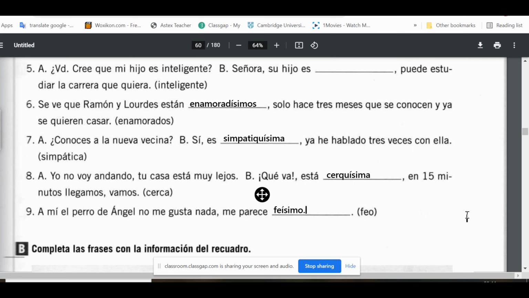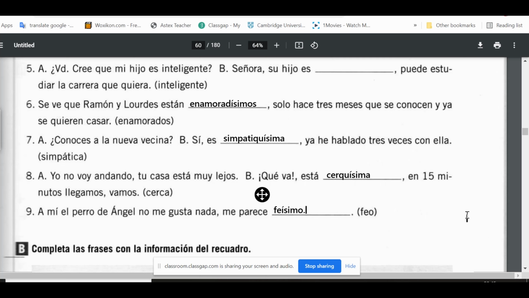Really expensive. Do you remember? Carísimo. Okay, how do you say really stupid? Okay, how do you say stupid? Lelo. Okay, lelo. Lelísimo. O is dropped. You could also say tonto, which is even more common. Tontísimo. How do you say clever?